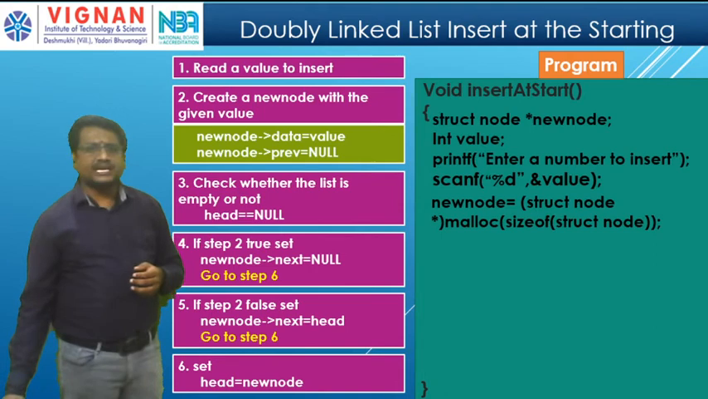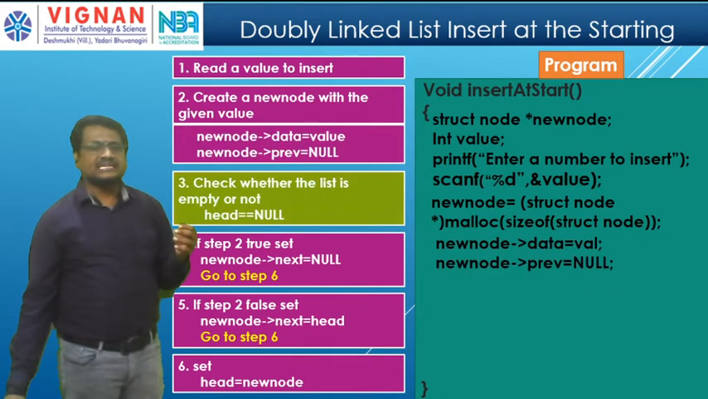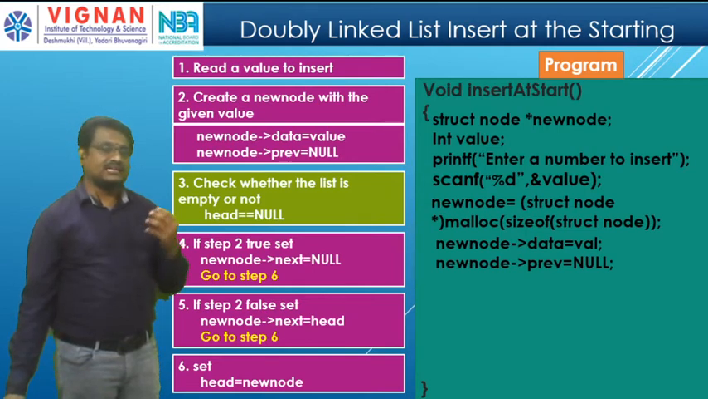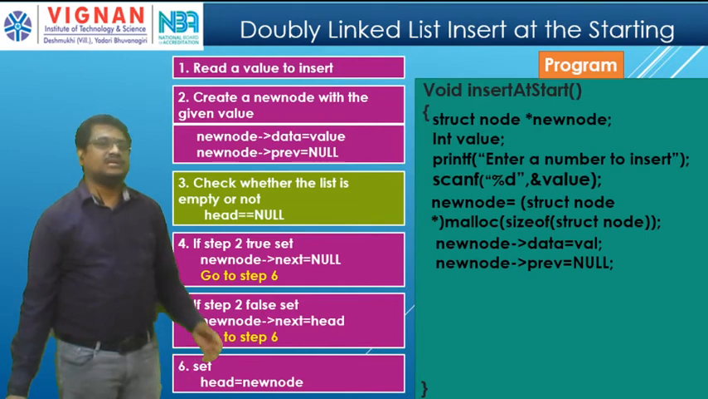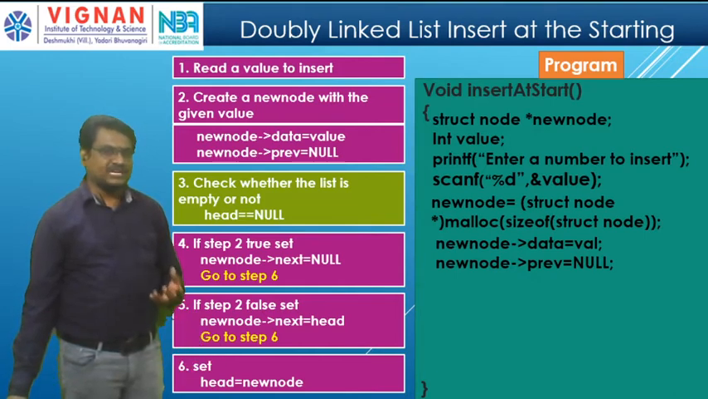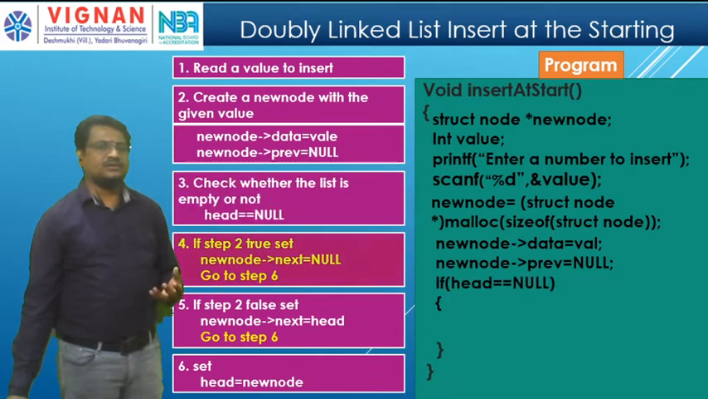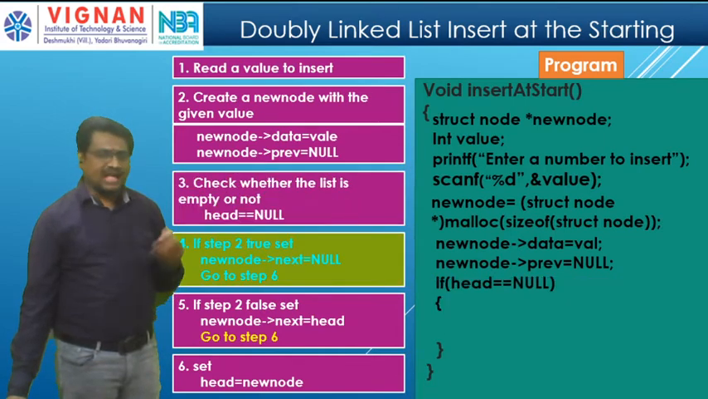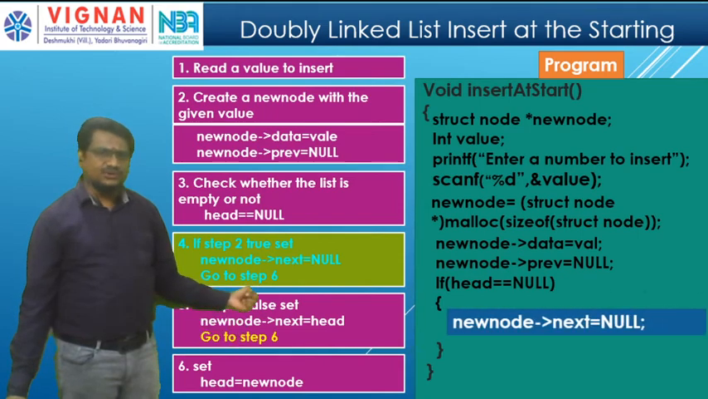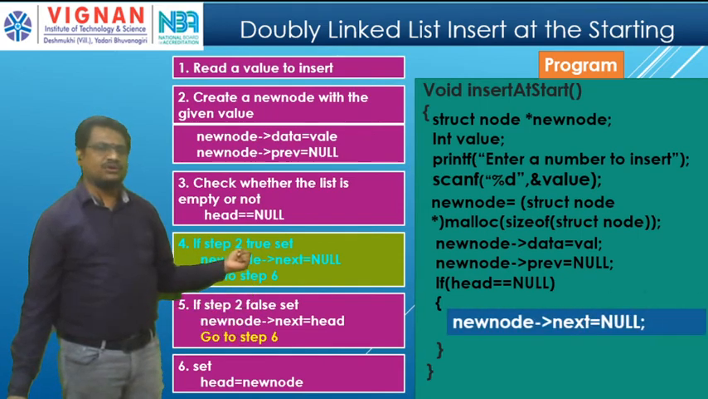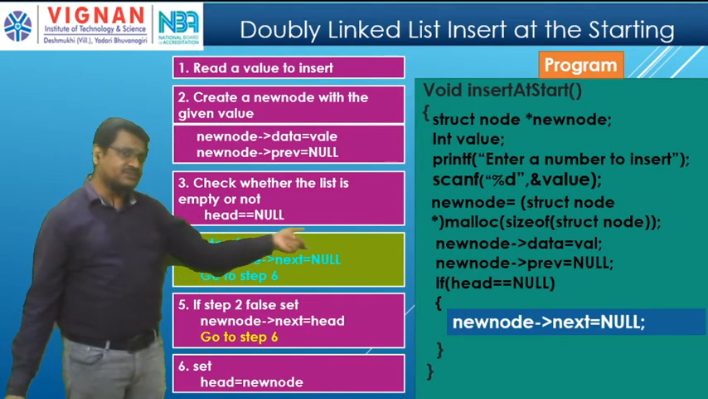Next, I am checking whether it is an empty list or not. How to check? I will check whether the head element contains a null value. That means the given linked list is empty. If it is empty, then what do I have to do? I will make this new node the head. So if it is the only element, are there any elements after this one? No.